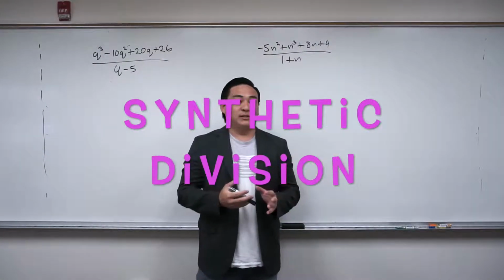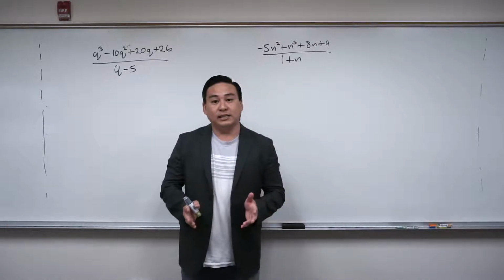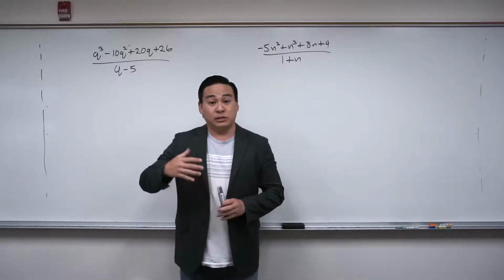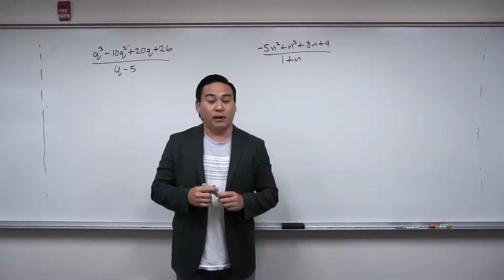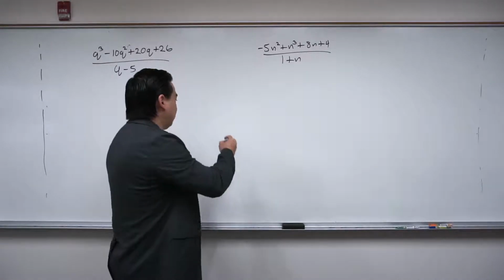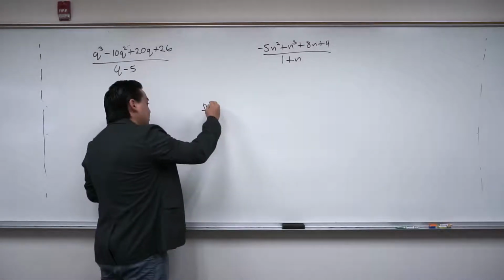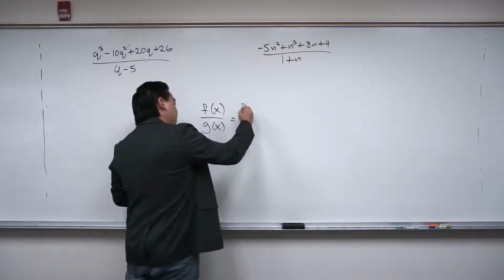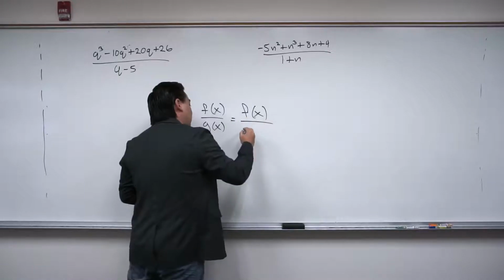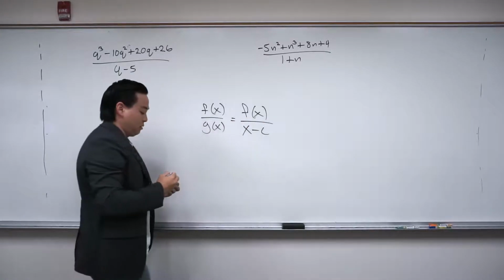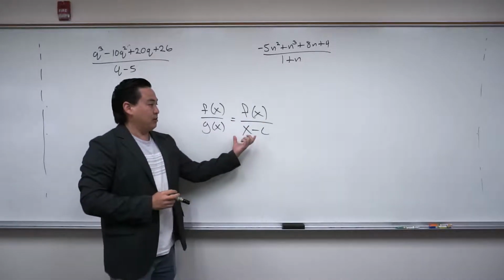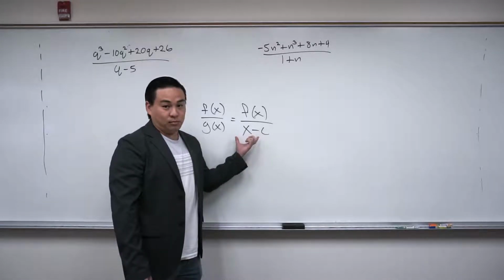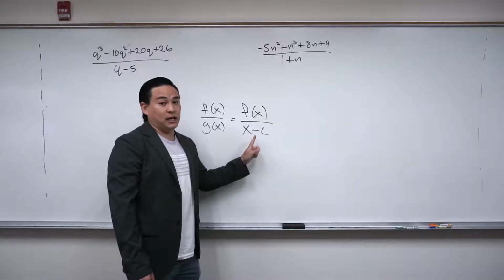Okay, so continuing on with division, we're going to do a very specific case of division where the denominator is going to look of the form x minus c. So what that means is it's going to look like this, f of x over g of x. But in particular, we're looking for the one that looks like this. So the bottom is going to be a two-term polynomial where it has an x and a c.